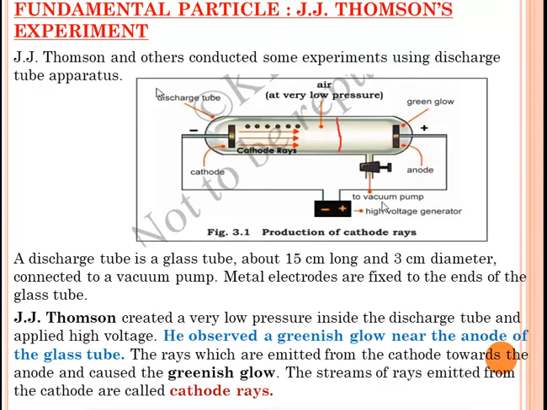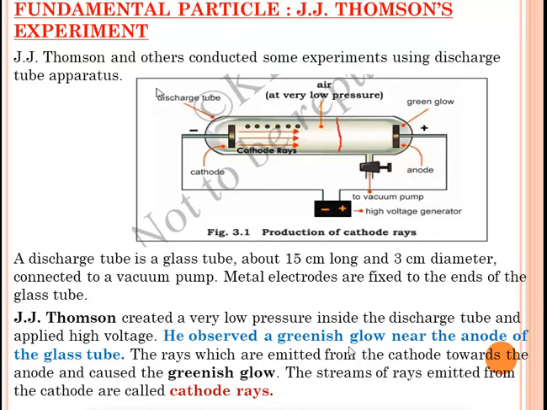Then again he has connected one vacuum pump in the discharge tube. One generator is also connected, and he has given very low pressure inside the discharge tube. Then he created a very low pressure inside the discharge tube and applied high voltage. Pressure was very low, but he applied a high voltage. You can see the high voltage generator.